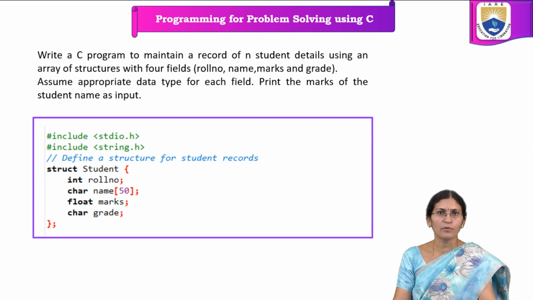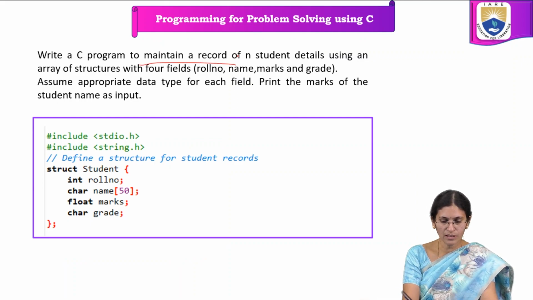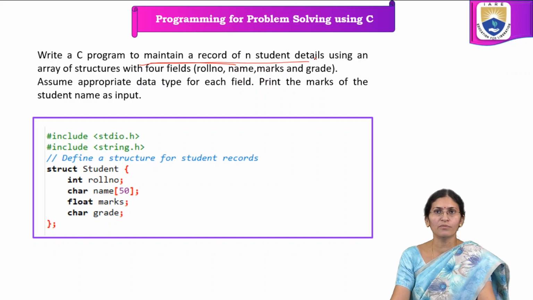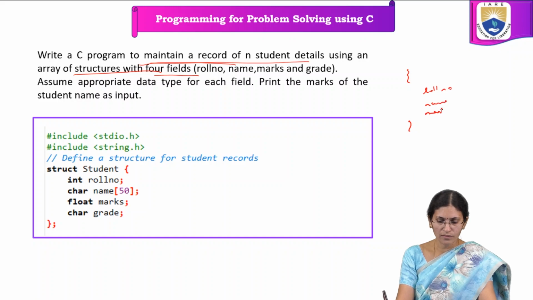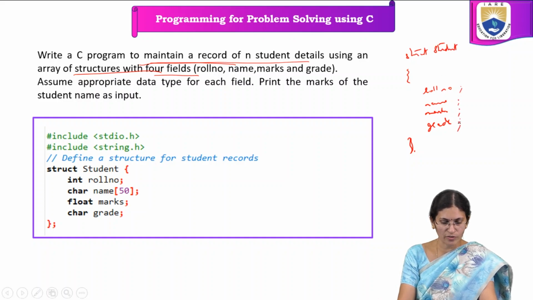Next, this is the next program we are going to write in C language to maintain a record of n student details using an array of structures with 4 fields. So the structure will have 4 fields: roll number, then name, then marks, and next one is grade. This is the struct student, you can say. These are the information which needs to be maintained in the structure. So assume appropriate data type for each field.